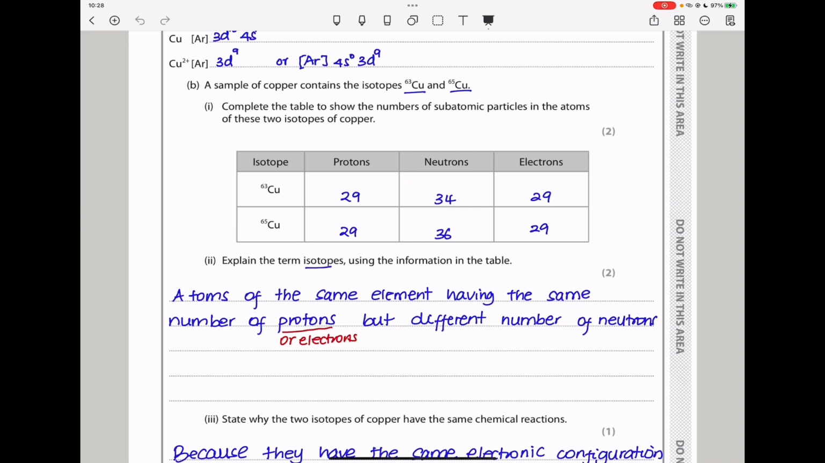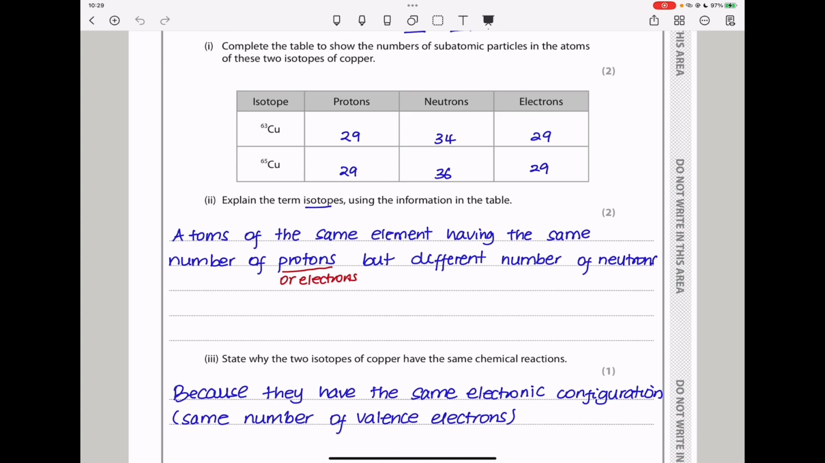And the number of electrons are equal to the number of protons because this is an atom and not an ion. For copper 65, the same thing. Protons is 29 and electrons are 29, while the neutrons are 65 minus 29, giving us 36. The next part says, explain the term isotopes using the information in the table.